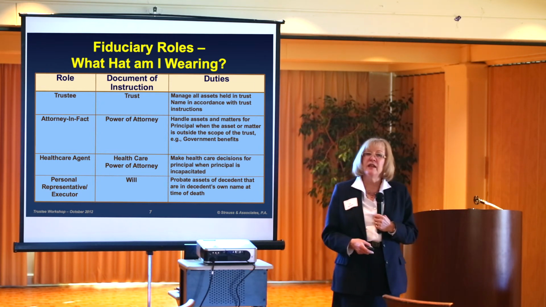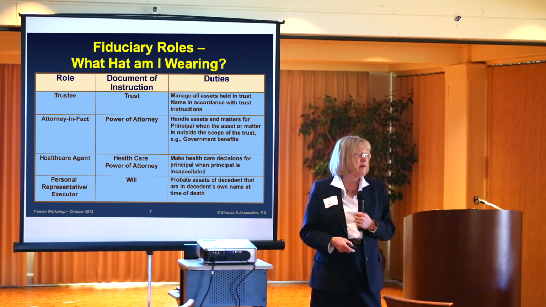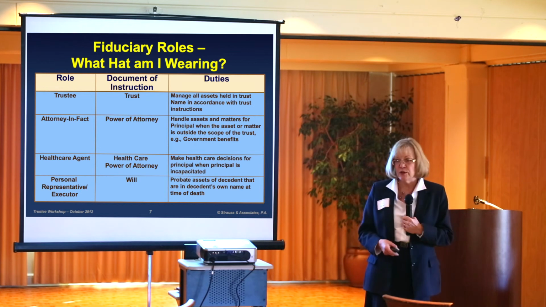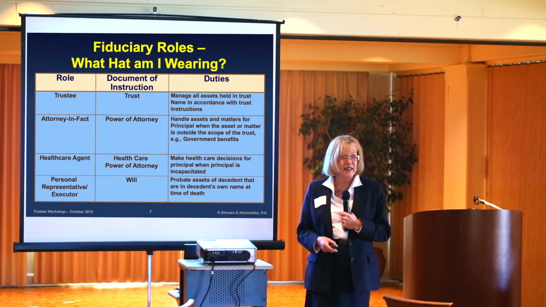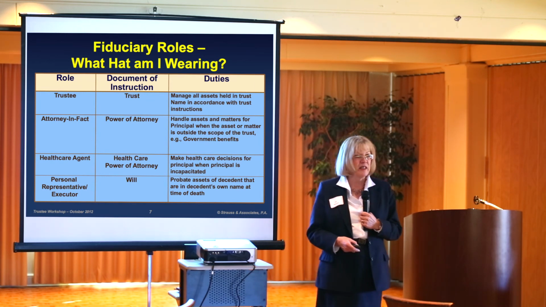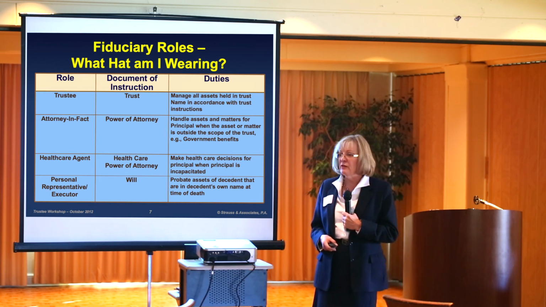Remember, if it's a trust, it has to be a trust asset for you to act as a successor trustee. If it's not a trust asset, you have to use another document to take control of that asset. So if someone is still alive but incapacitated, you would use the durable power of attorney. If someone is deceased and the asset is in their own name, you would use the will to take control as the personal representative or executor.